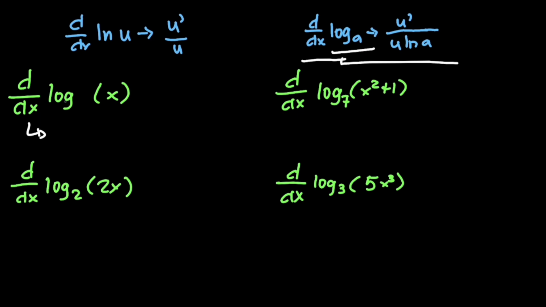Now let's try the next example. Derivative of logarithm of x. If you do not see any number here, it will automatically be 10. So according to this formula, take first the u prime. The derivative of x is 1 over u, which is x, ln of a, which is 10.